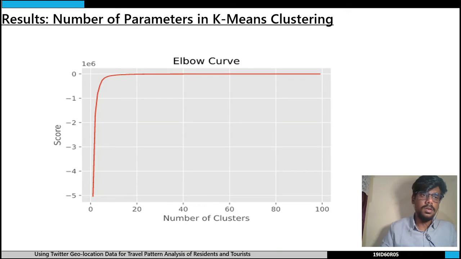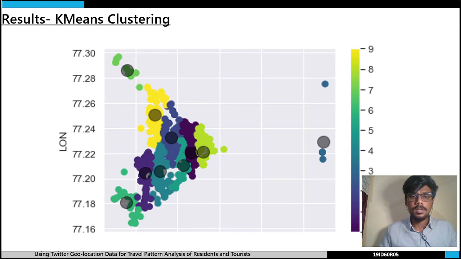Now for clustering. In k-means clustering, you have to use an elbow curve to find the optimum number of clusters. Here, I found that the number of clusters was nearly about 10 to 12, and I went with 12 clusters and found the clustering results. These were the clustering results after I applied k-means to it.